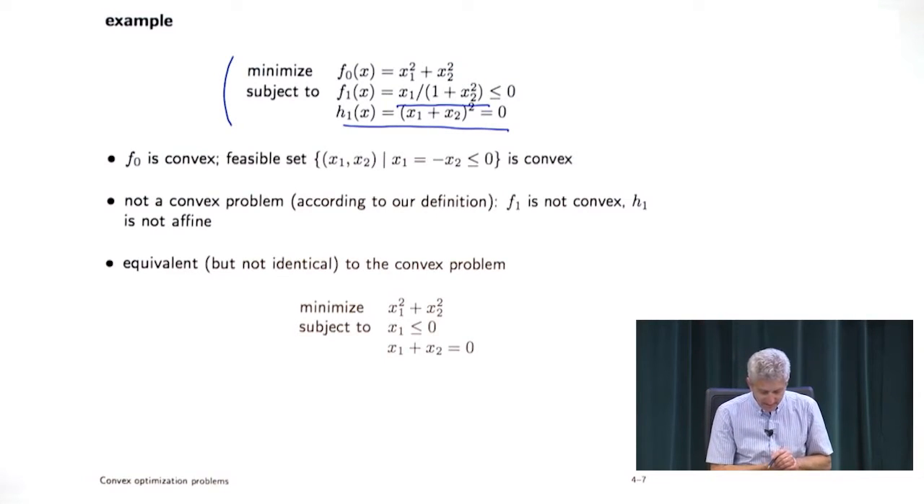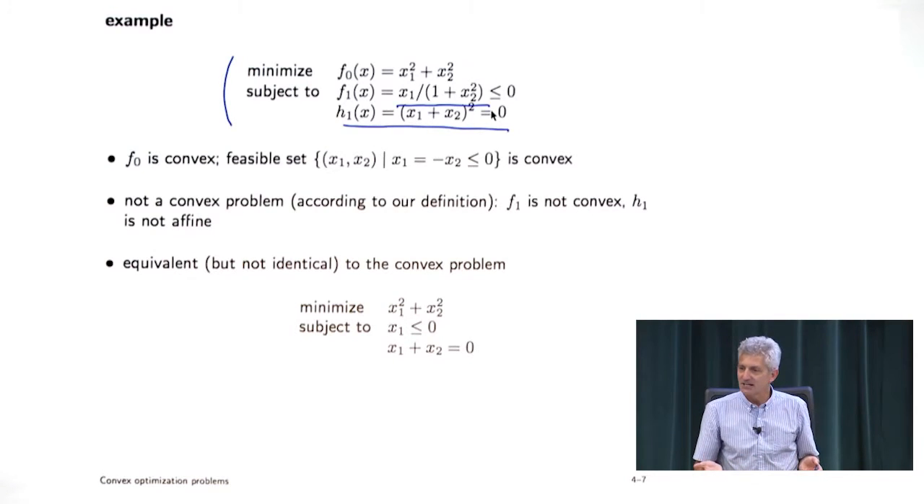But if you look at it carefully, you realize that these two constraints define a convex set. Why? Because to say (x1 plus x2) squared is 0 is the same as saying x1 plus x2 is 0. So that's a line, right? For the constraint x1 over 1 plus x2 squared less than or equal to 0, the denominator is positive, so you just get rid of it. It says x1 is less than or equal to 0, right? So in fact, the feasible set is a ray. It's just a ray, and it's perfectly convex. So this problem is minimizing a convex function over a convex set. But it is not a convex problem by our strict definition, right?